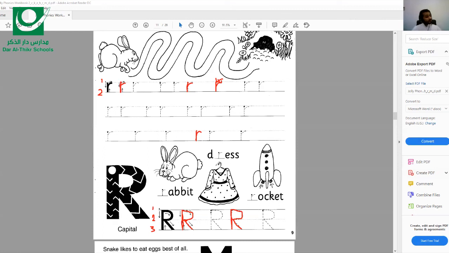The first one is the picture I showed you. The first one is rabbit, and the first letter of the word rabbit is R, and the sound of the letter R is R, rabbit. And the second picture here, we have a dress, but the R doesn't come in the beginning, it comes in the middle. So the second one is dress. It has the R sound. And the last one, it's a rocket. Rocket goes up to the space. The first letter of the word rocket is R.